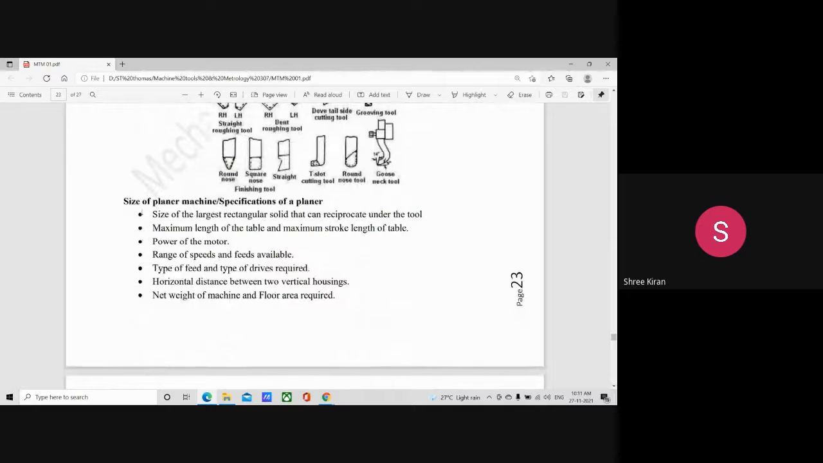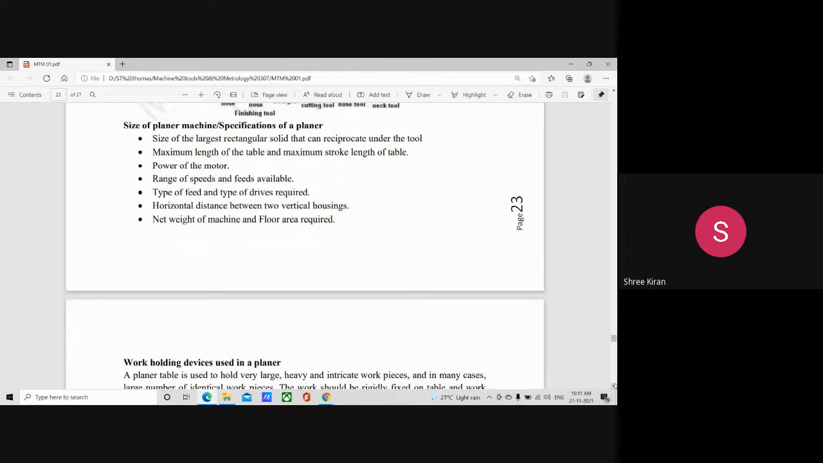Now we will discuss the size of a planer and the specifications of a planer. The size of a planer is the size of the largest rectangular solid that can reciprocate under the tool, along with the maximum length of the table and the maximum stroke length of the table that can be achieved.